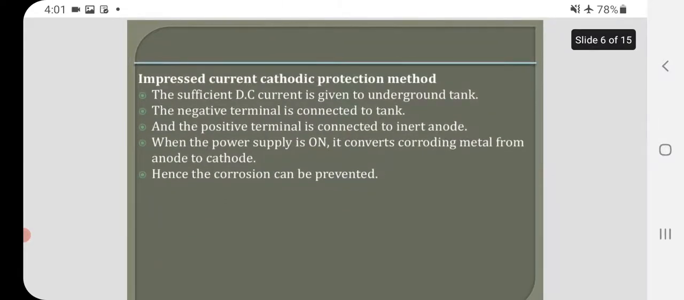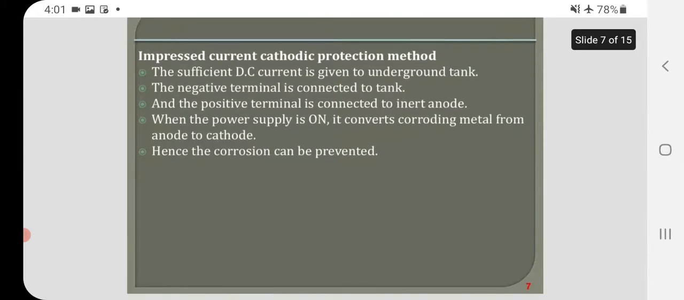Impressed current cathodic protection method: sufficient direct current is given to an underground tank. The negative terminal is connected to the tank and the positive terminal is connected to the inner anode. When the power supply is on, it converts the corroding metal from anode to cathode. Hence, the corrosion can be prevented.